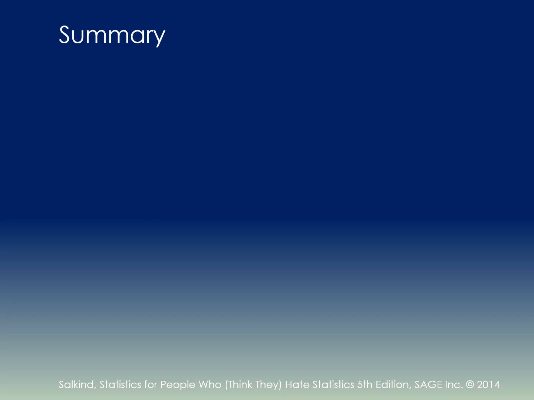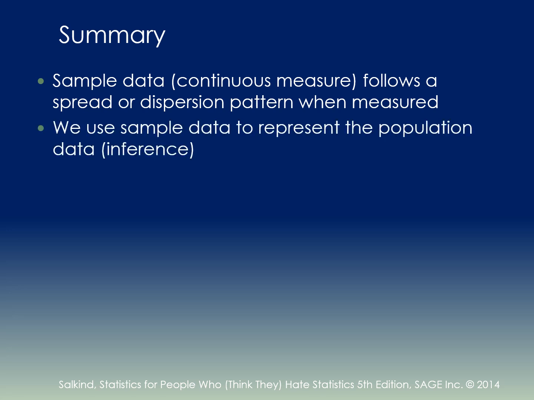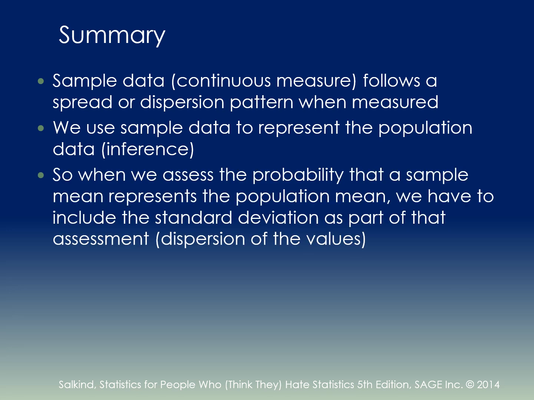So let's summarize here. We've covered a fair amount of ground, so let's put this into some bite-sized pieces in terms of what we covered with this section. The first one is the sample data, especially if it's a continuous measure, follows a particular spread or dispersion pattern when we measure them. We saw this with histograms, and now we've seen this more, especially if the sample size gets larger, we see this as more of a normal curve. We use sample data again to represent the population data. This is called inference. And I keep coming back to this because this is that second half of statistics. This is what we use the normal curve for.